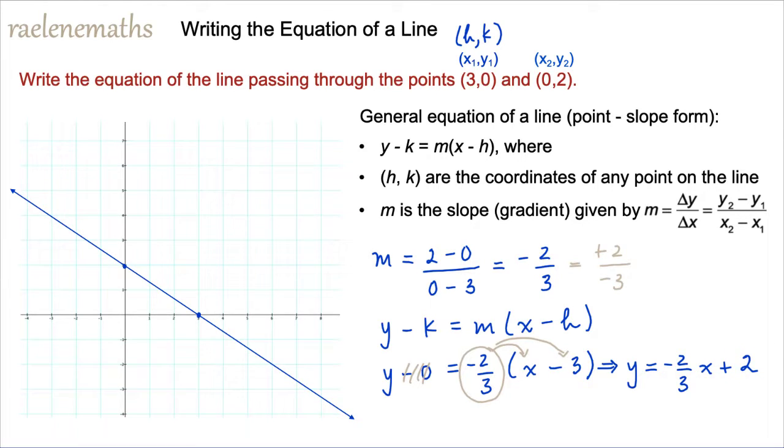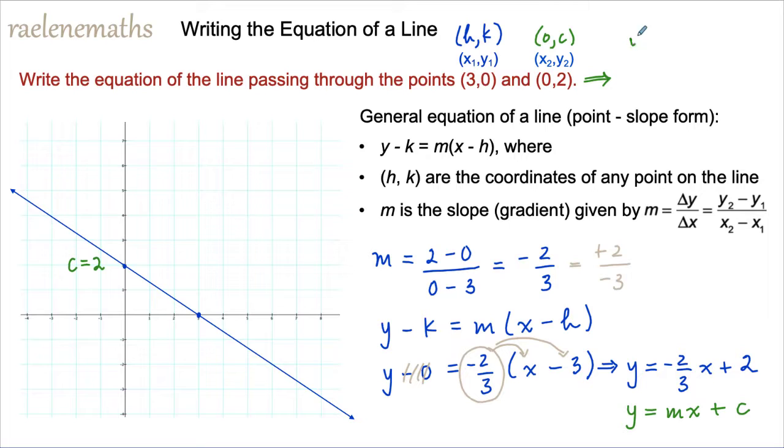This is a special case form where we have the gradient m times x plus c, where c is the y-intercept. The y-intercept is the specific point when the x-coordinate is 0, and we see that we have the y-intercept as the (x2, y2) ordered pair. Because we have the point on the y-axis, we know that c is equal to 2 directly.